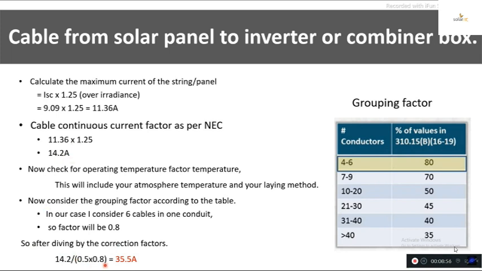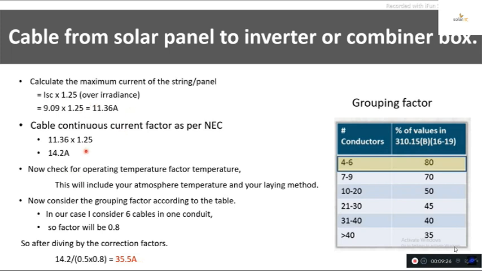So now what I am doing here, the next step is basically I divide my current by all the factors which I have considered. First is the temperature factor and next is the grouping factor. So that gives me a current of 35.5 ampere. So basically it means that you need to have a cable which at least carries 35.5 ampere. What does that mean? Because of the external factors, the current carrying capacity of that cable will reduce, such that it can still carry your system current.